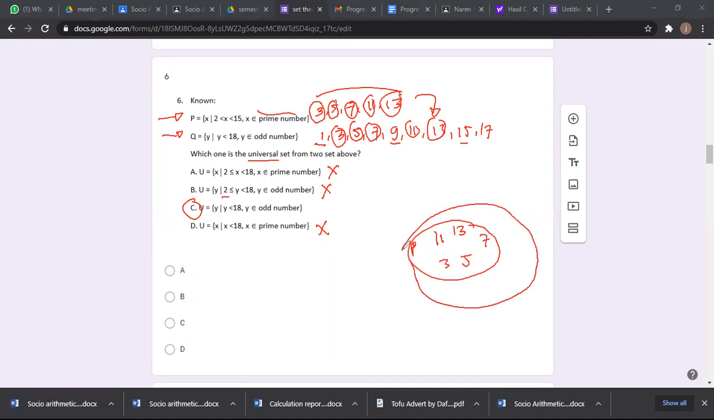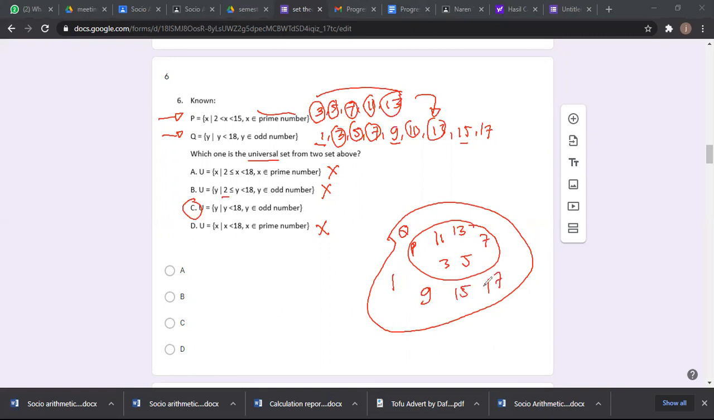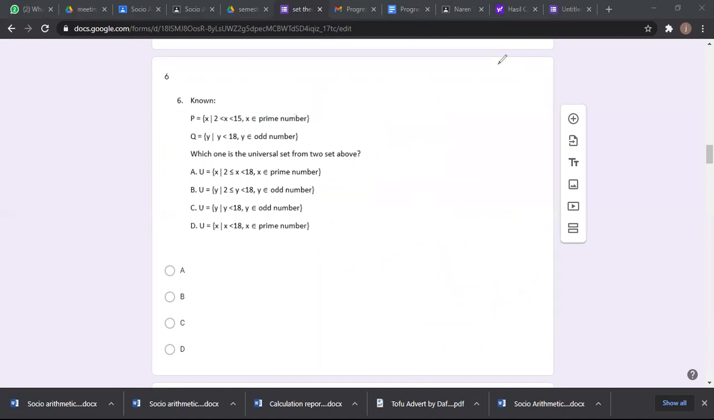And then we have the second circle that is for Q, consisting of 1, 9, 15, 17, because the remaining numbers are already here. So this is the area for P, and then the area of Q, and then here is the universal set. In Bahasa, universal is called semesta, so they will use the sign S here. Okay, I will eliminate this one. Let's move to the next number first.